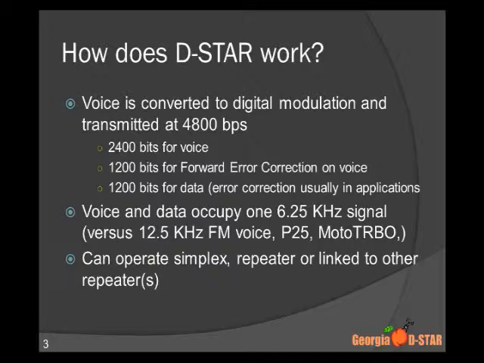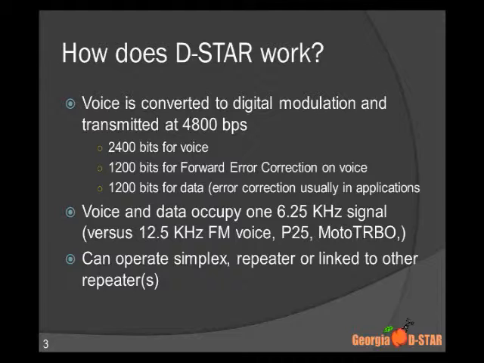Ray talked about this a little bit. In its most basic form, you're converting to digital modulation, and you're transmitting over the air at 4,800 bits per second. And that is made up of 2,400 bits for voice. Another 1,200 bits is forward error correction on the voice only. So a total of 3,600 bits are devoted to the voice stream, and with the forward error correction, that allows you to faithfully recreate that voice even at low signal levels.